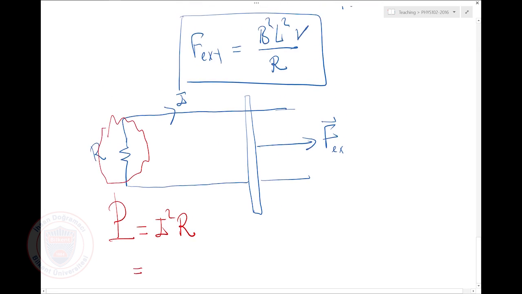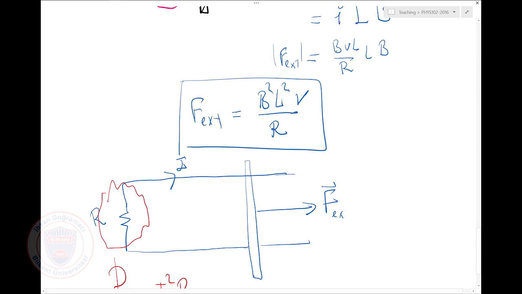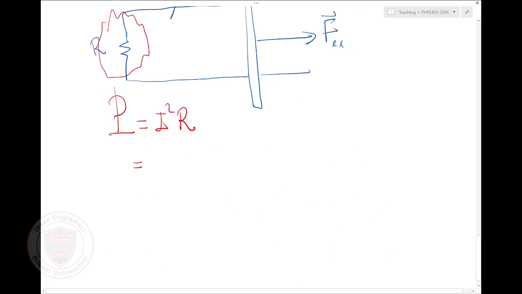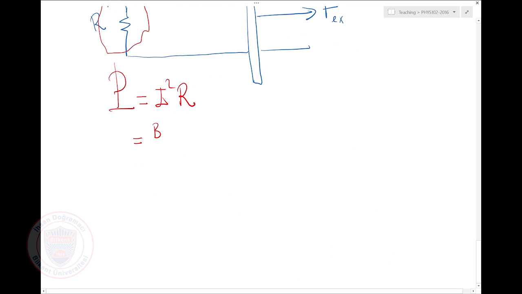And I have found the value of I. It's BVL over R. So it's going to be B square V square L square over R square times R. B square V square L square over R. So this is the power on the resistor. That's how much I'm heating the air, if you want, with my resistor. But where is this power coming from? Where is the energy dissipated on the resistor coming from?